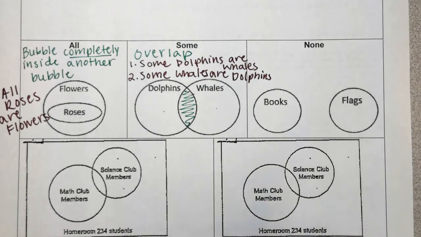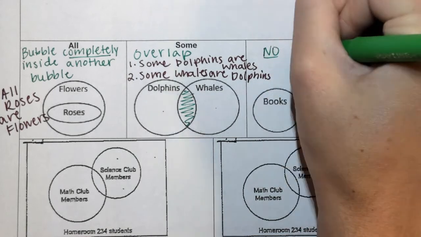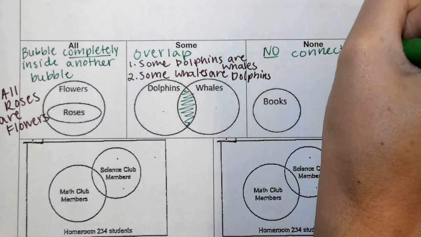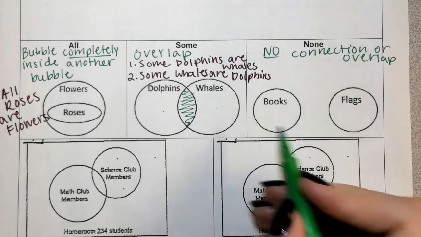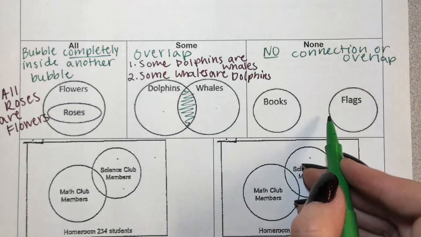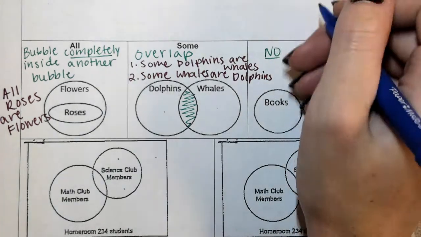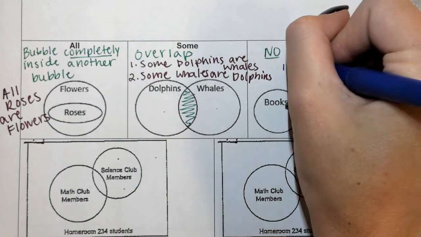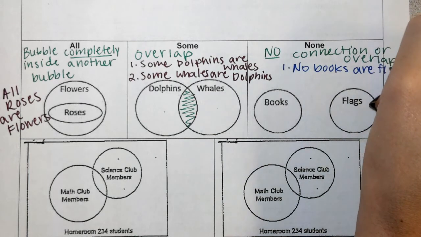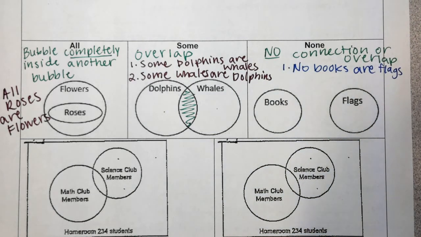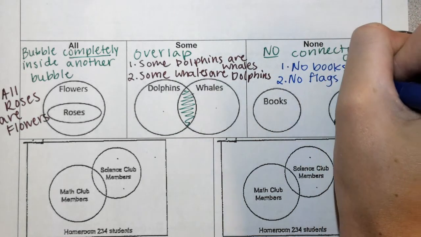Alright, and then last but not least, you have the none. So none is when there is no connection or overlap of these bubbles. They're not inside of each other, they're not overlapping, they're not touching at all. So again, there's two sentences you could say here. The first one is that no books are flags. And if you haven't already guessed it, thinking of that converse again, no flags are books.